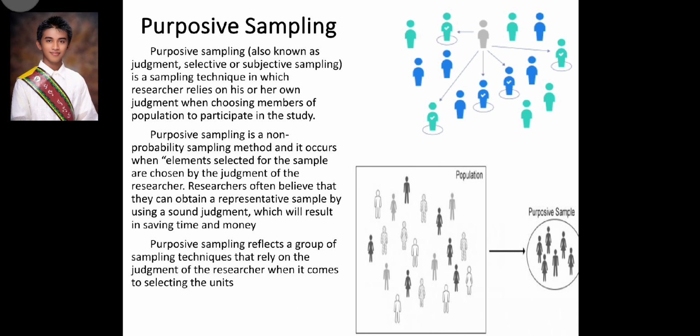Purposive sampling reflects a group of sampling techniques that rely on the judgment of the researcher when it comes to selecting a unit. So, purposive sampling is somewhat similar to convenience sampling. The researcher chooses his or her sample from the population with a purpose. It is just their judgment: this one appeals to my sample, this one is perfect for my study. So the researcher chose the sample in the population with a purpose.